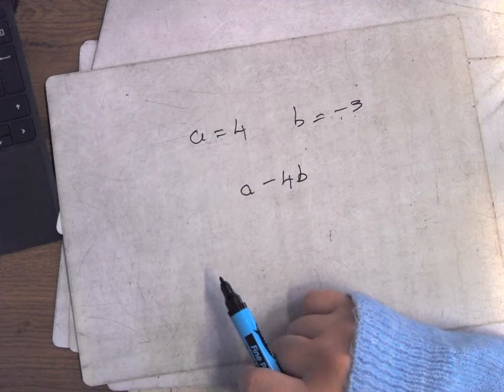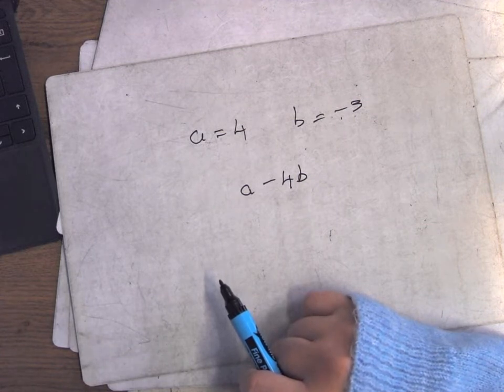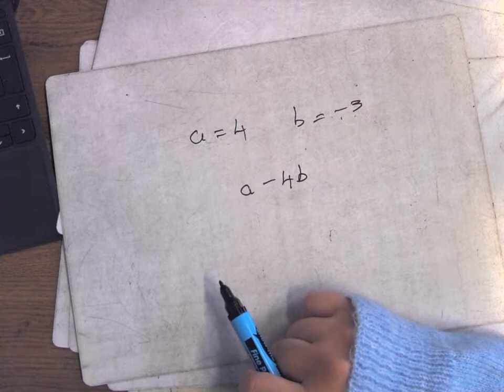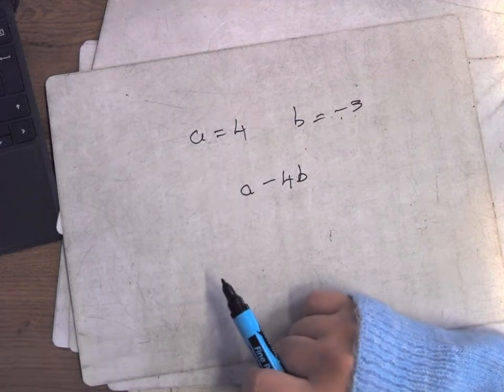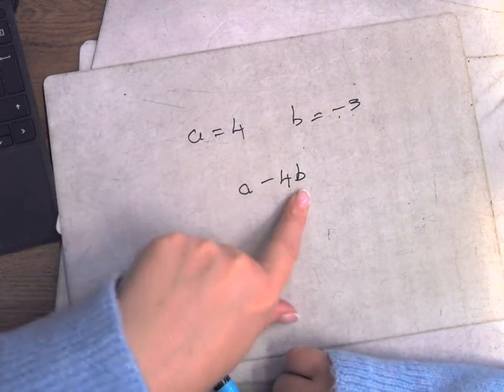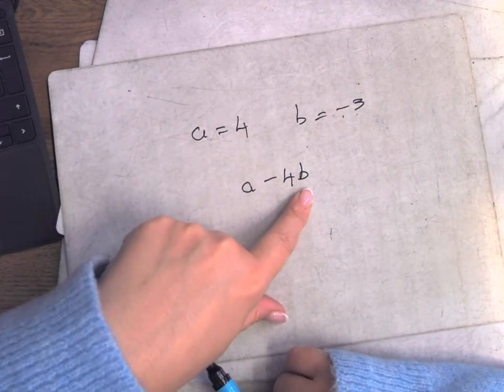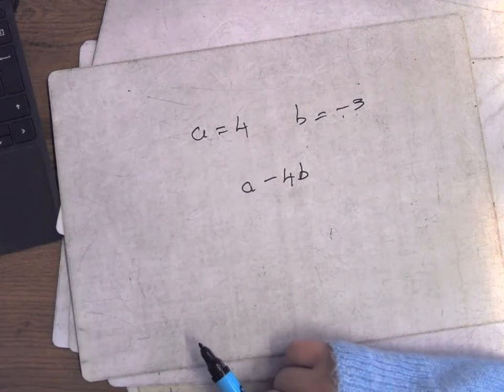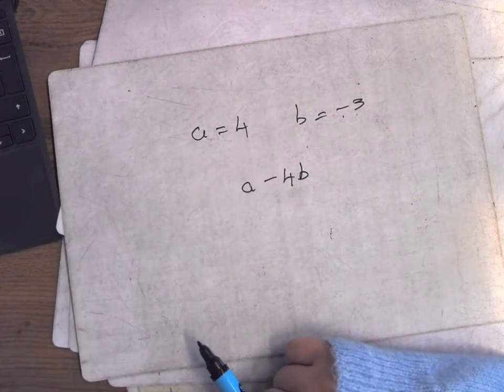No. I can't even see where you went wrong, Aisling. Did you use your calculator? Use your calculator. It's 4 minus 4B. Now you're right. Okay, you're right.